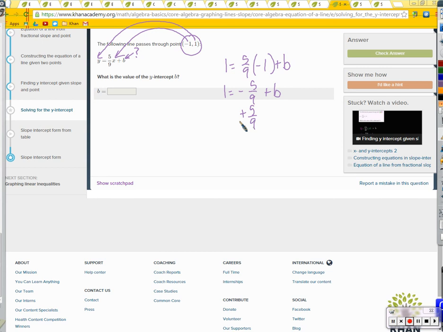Add 5/9 to both sides. So 1 plus 5/9 is 1 over 1 plus 5 over 9, that's what B is going to be. So this is 9 over 9, the common denominator, 14 over 9. That's B. Now, I'm supposed to write the equation of the line. I have it. Y equals 5/9 X plus 14/9.